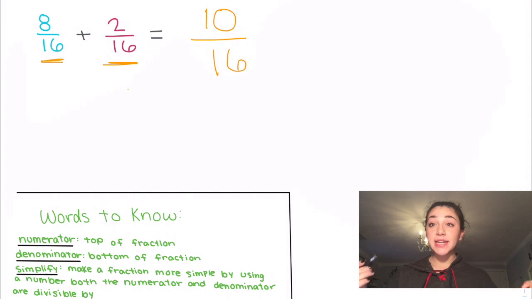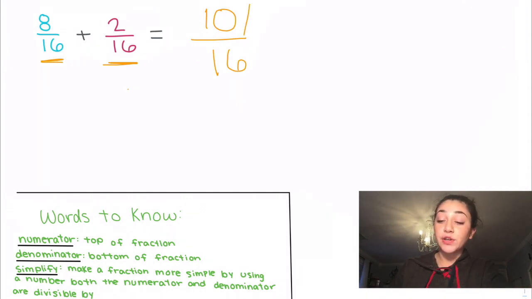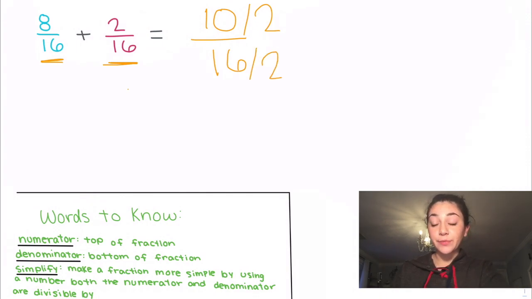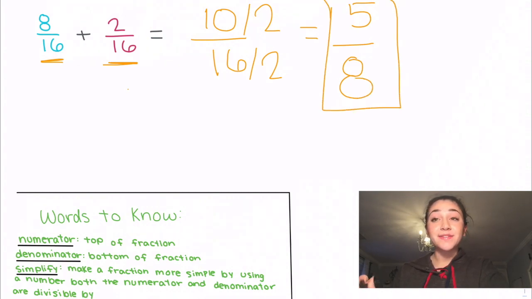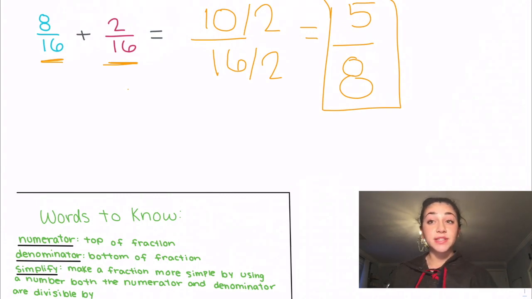Both 10 and 16 are divisible by 2. So we're going to divide the numerator by 2, and we're going to divide the denominator by 2. 10 divided by 2 is 5, and 16 divided by 2 is 8. So this is our simplified form of 10 out of 16. You can say you ate 10 out of the 16 slices, or you could say you ate 5/8 of the pizza.